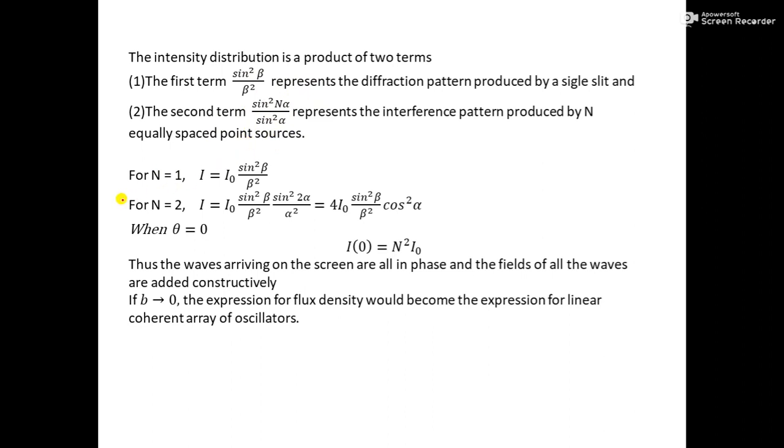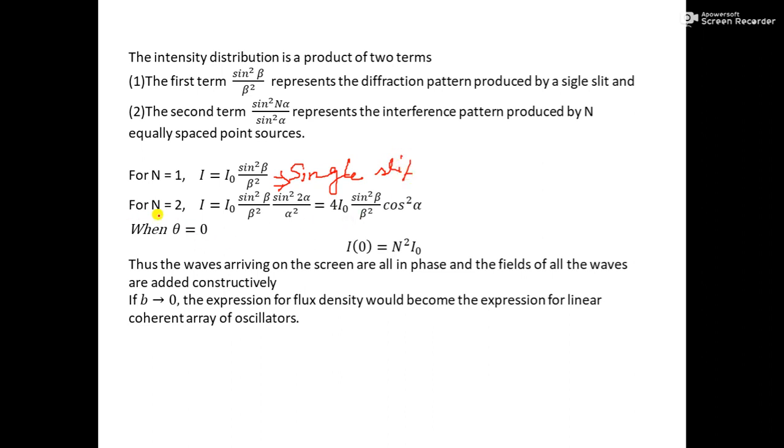For that, let us take n is equal to 1. For n is equal to 1, the intensity distribution will be I is equal to I naught sin square beta by beta square. So this is the expression for a single slit.